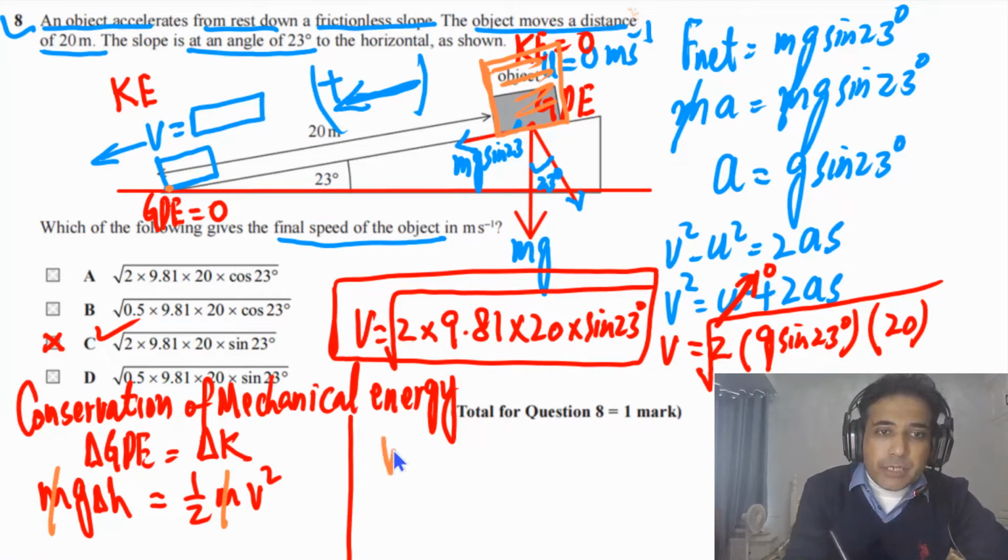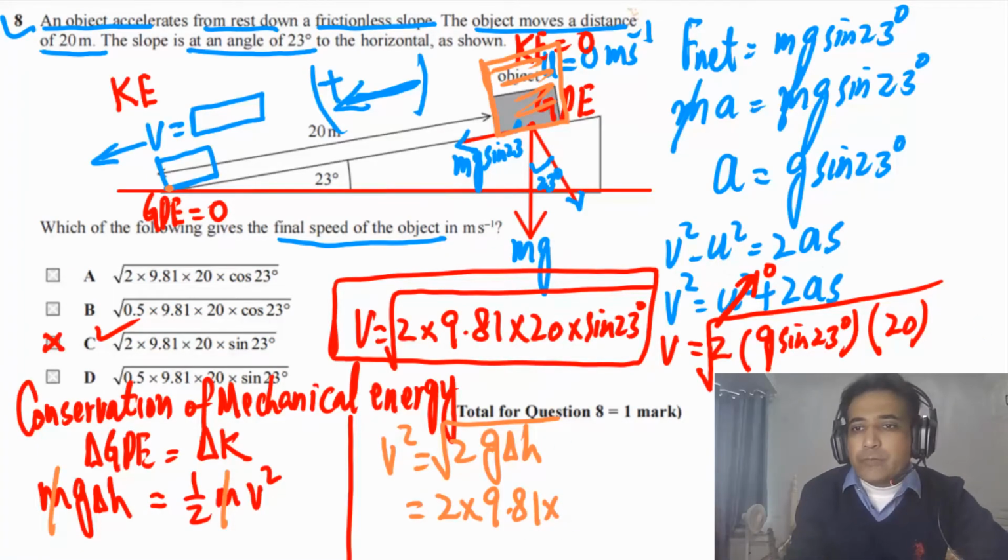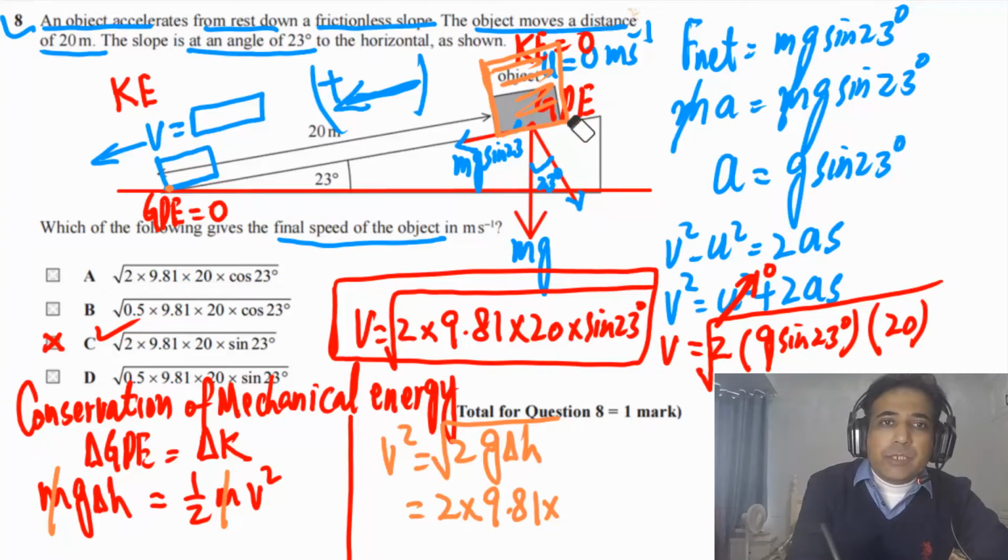So from here we can say v square will be equal to 2g delta h, and v is the root of this. So we have here 2 and we have g, which is equal to 9.81. So how can we find the height? Let me clean this up a little bit.